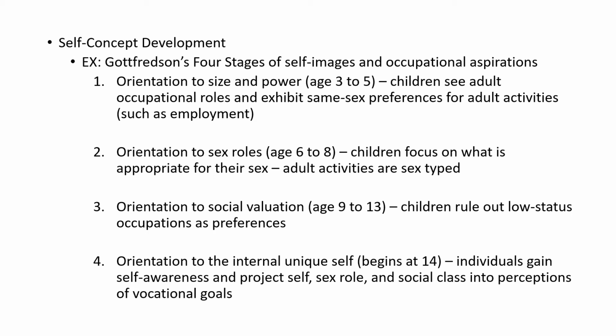3, orientation to social evaluation. This is from 9 to 13. Children rule out low status occupations as preferences. So maybe by this time they're like, you know what? I don't want to be someone who works at McDonald's, right? As a cashier, because I can't buy the things that I want.